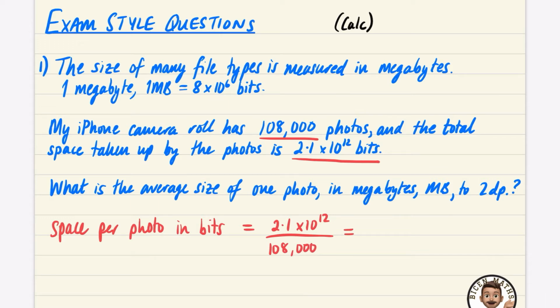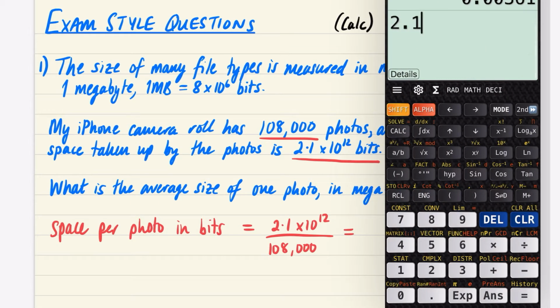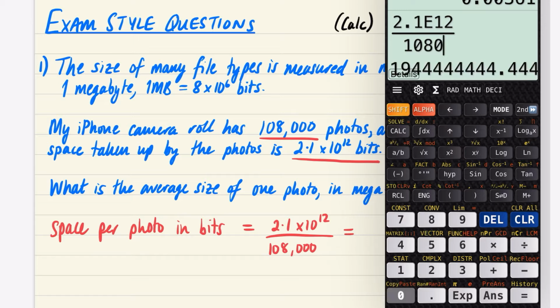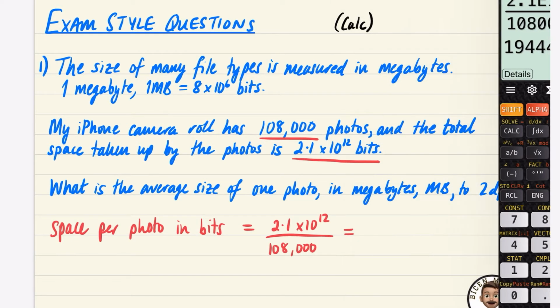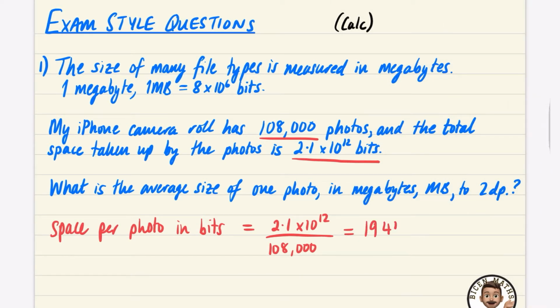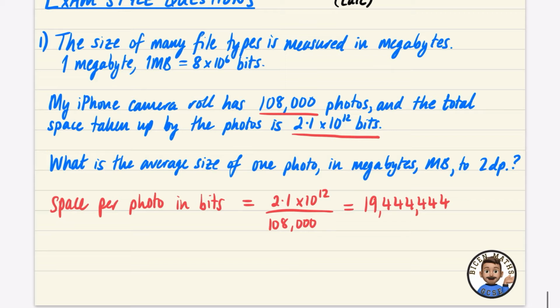Now it does say you can use a calculator, so I'm going to go straight in and do 2.1 times 10 to the 12, and I'm going to divide it by 108,000. Now there's quite a lot of numbers here, so I'm going to write down some of these. I'm going to do some rounding in just a second. So that is 19 followed by 1, 2, 3, 4, 5, 6 fours. Now if you wanted to use scientific mode in your calculator, you could also have that as well. So that's the space per photo in bits.